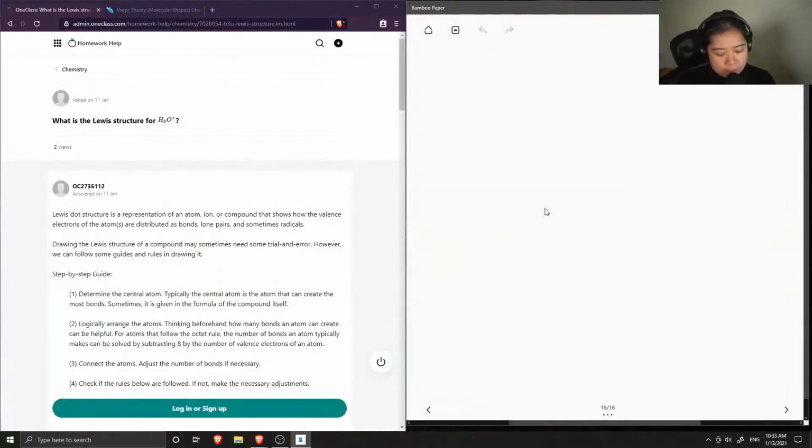Okay, so question number 6. What is the Lewis structure for H3O+? So this is the hydronium ion. So first, let's write its total number of valence electrons.